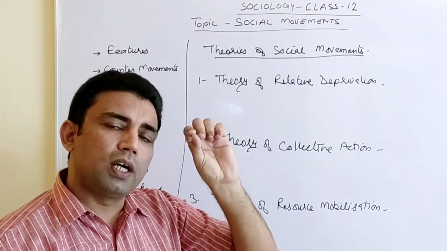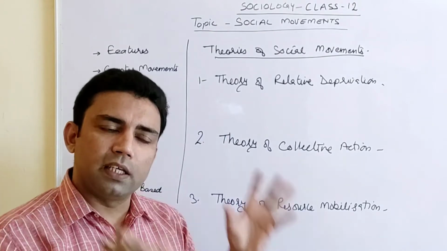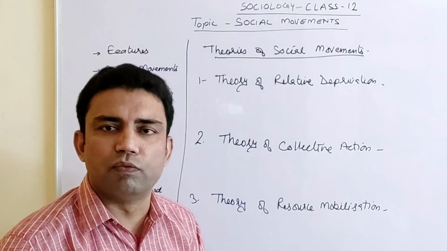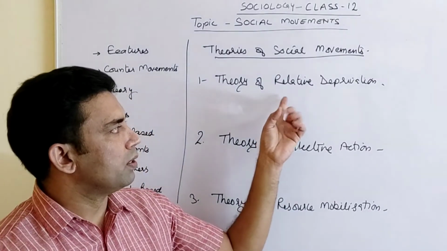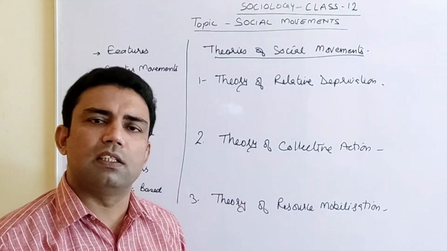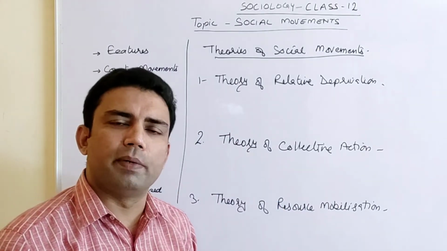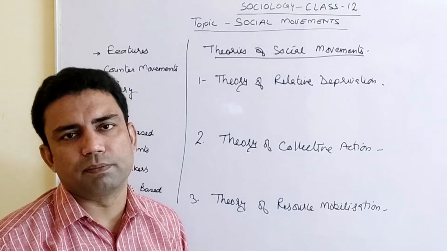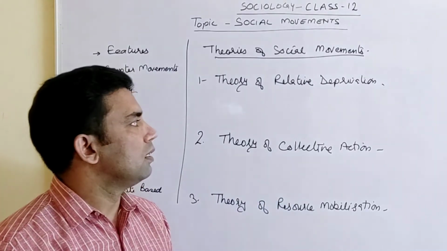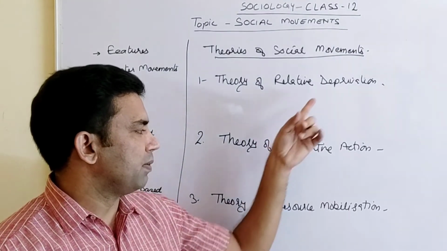The people who are deprived of something get united and come forward in the name of a social movement. That is the theory. All those people who are deprived have something in common, and that is deprivation. So all the people who are deprived come together and fight against that deprivation.